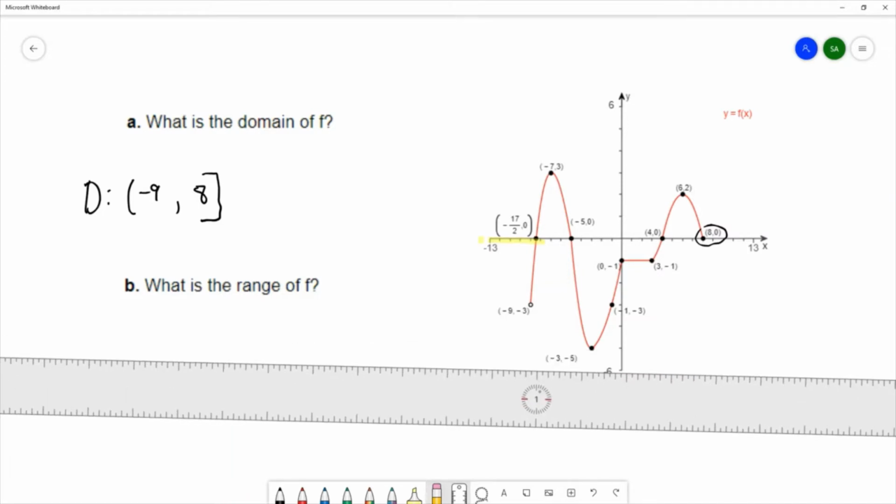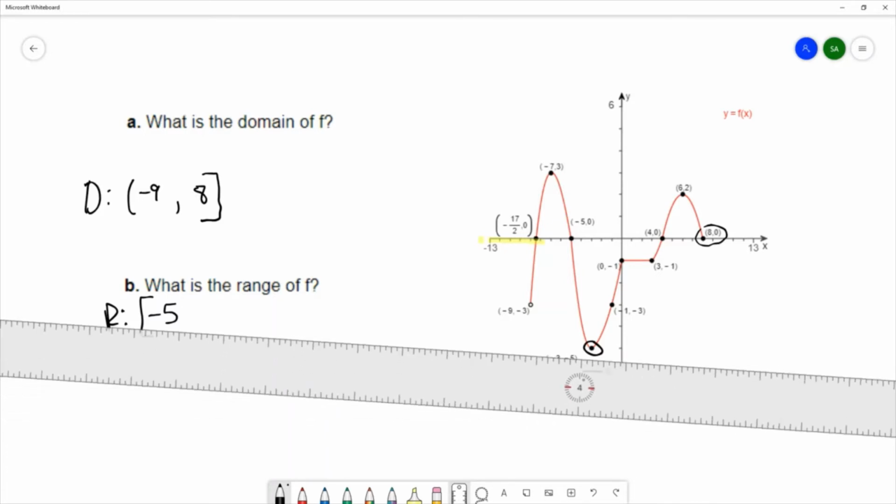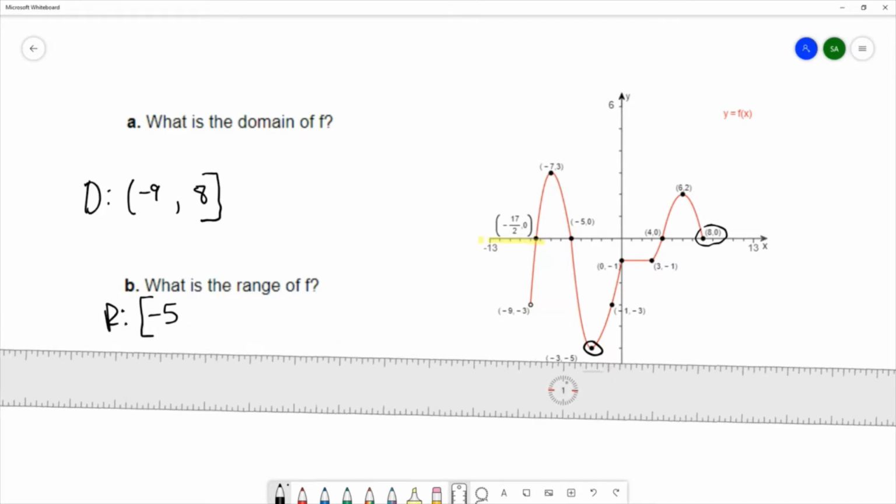And the first time I hit the graph will be at this point here, which has a Y value of -5. So my range starts at -5, and you can see that that dot is a filled in dot. And I'll use a bracket to represent that that -5 is included in part of the range. So I'll continue to move my ruler from bottom to top.